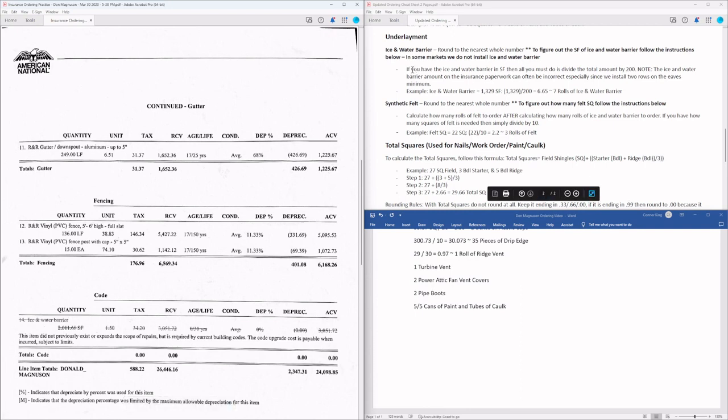And so it says if you have the ice and water barrier in square feet, then all you have to do is divide by 200. So we're going to take our 2011 square feet and we're going to divide that by 200.